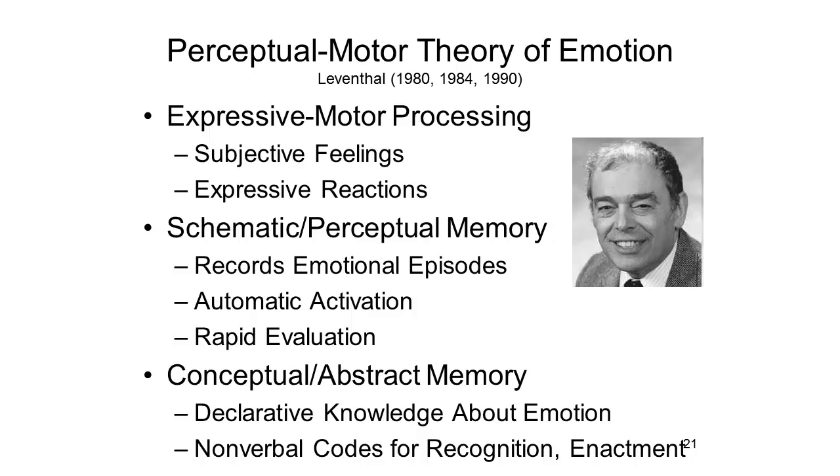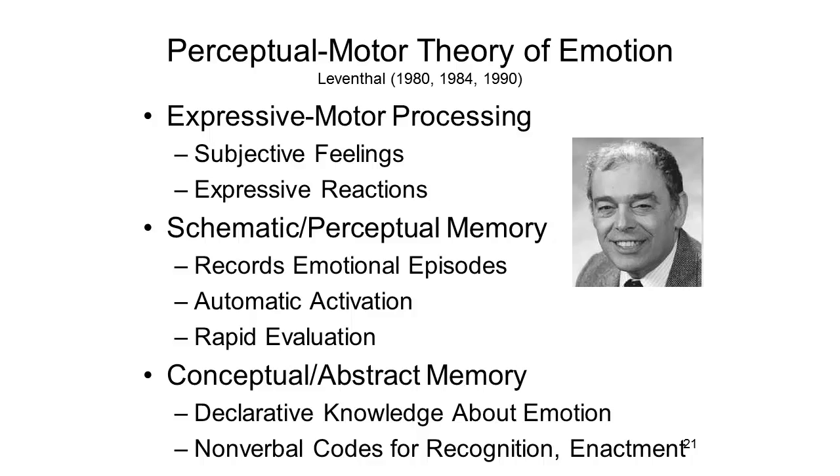But Leventhal also agrees that emotion is a form of automatic motor activity, that there are certain patterns of motor activity, including on the face, but not limited to the face, that are controlled by concrete sensations and perceptions. The processing of emotion, then, moves through three different levels. First, a level of expressive motor processing, which generates both subjective feelings of emotion and expressive reactions.